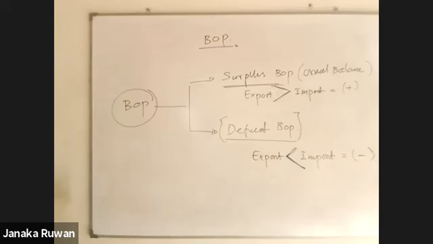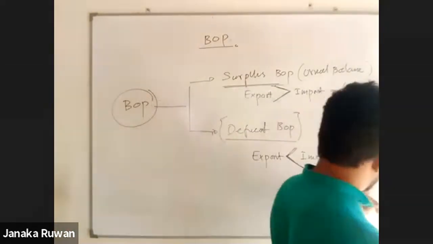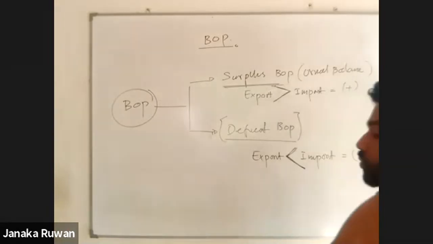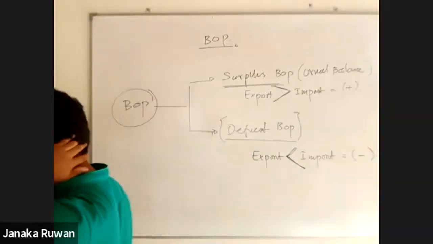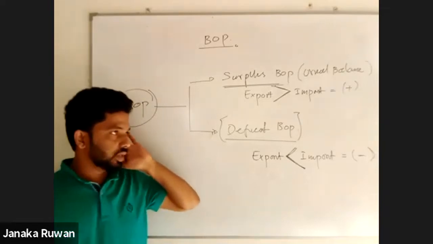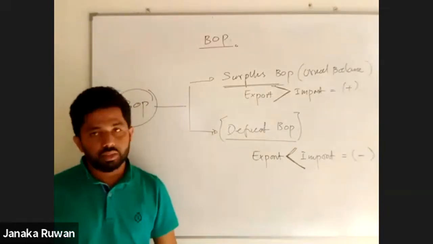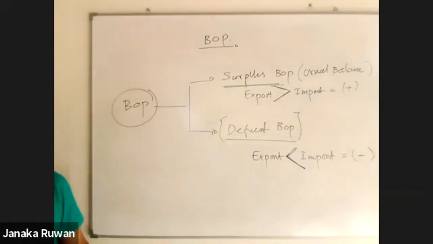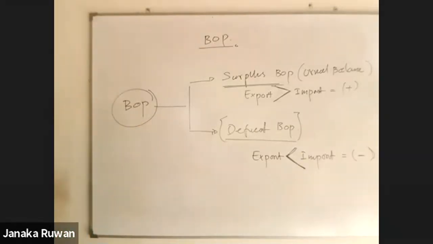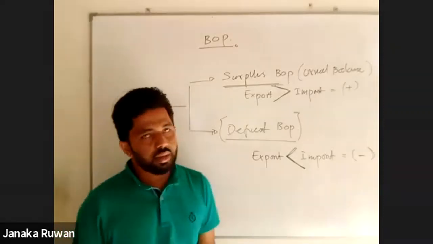Okay, let's write down some star marks and discuss with that statement what we are going to understand by the balance of payment, the deficit, and also the overall balance surplus. First star mark, in your notebook write down here: BOP of a country.